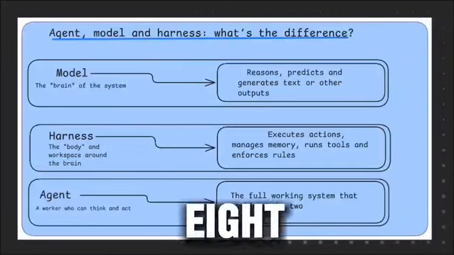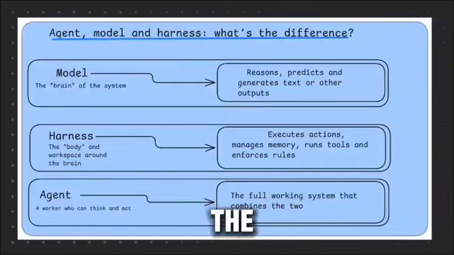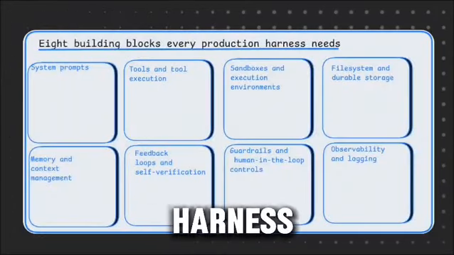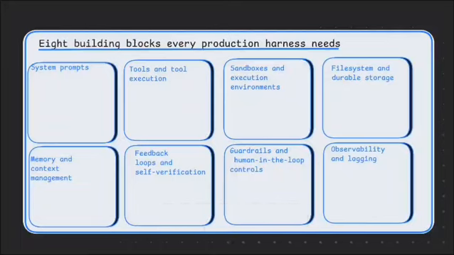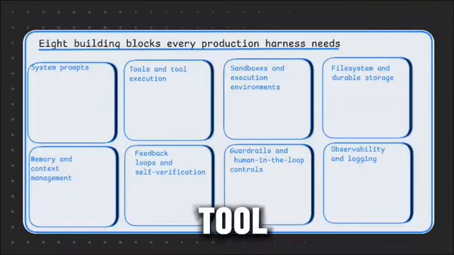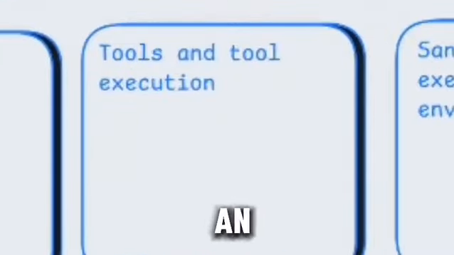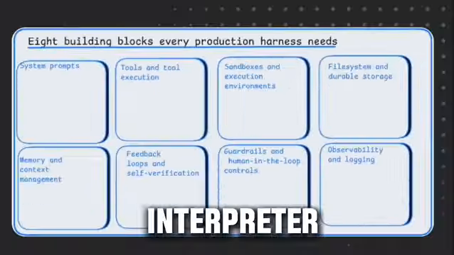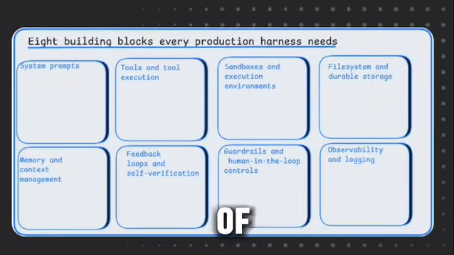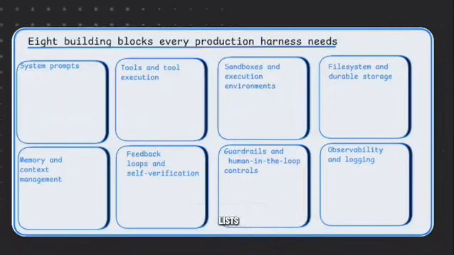Now let's see the 8 building blocks a production harness needs. A production harness requires 8 core software components. The first is the system prompt. It is a standing rule injected before every run to define boundaries. Second is tools and tool execution, such as API adapters and code interpreters. Developers use agent code-writing capability instead of fixed function lists.